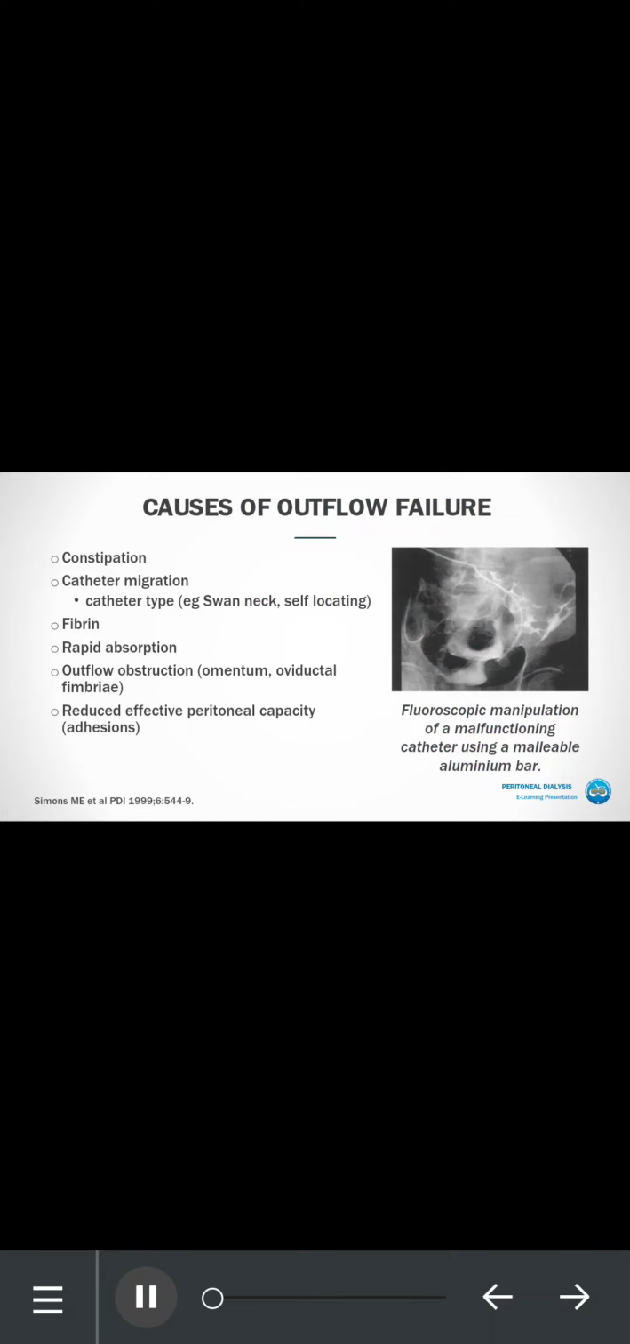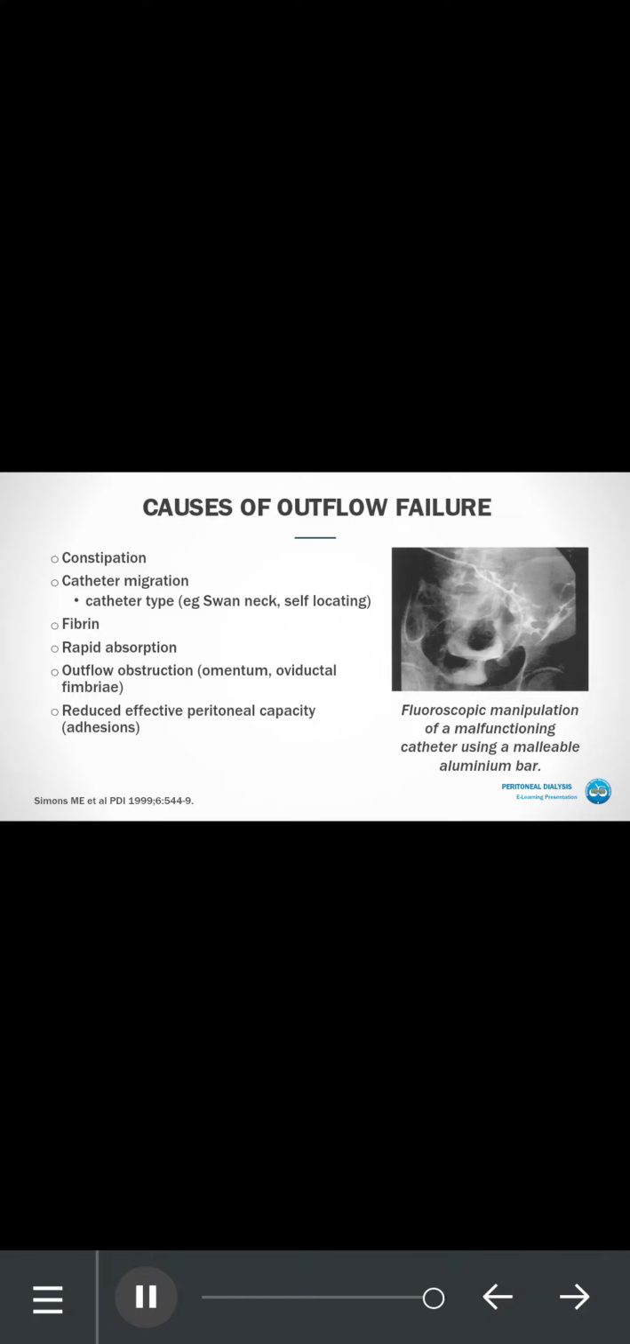So what kind of things can result in outflow failure? The most common one is constipation, of course, and that's very common in dialysis patients and affects catheter function in patients on PD, and a lot of attention is given to managing the bowel effectively. Catheter migration is common, and we've talked a bit about that. There may be a material that blocks the catheter, such as fibrin or proteinaceous material. There may be rapid absorption, for example, a high transporter absorbing the glucose quickly across the peritoneal membrane with low ultrafiltration. There might be mechanical causes of obstruction, such as omentum or oviductal fimbriae wrapping around the catheter, or adhesions, for example.